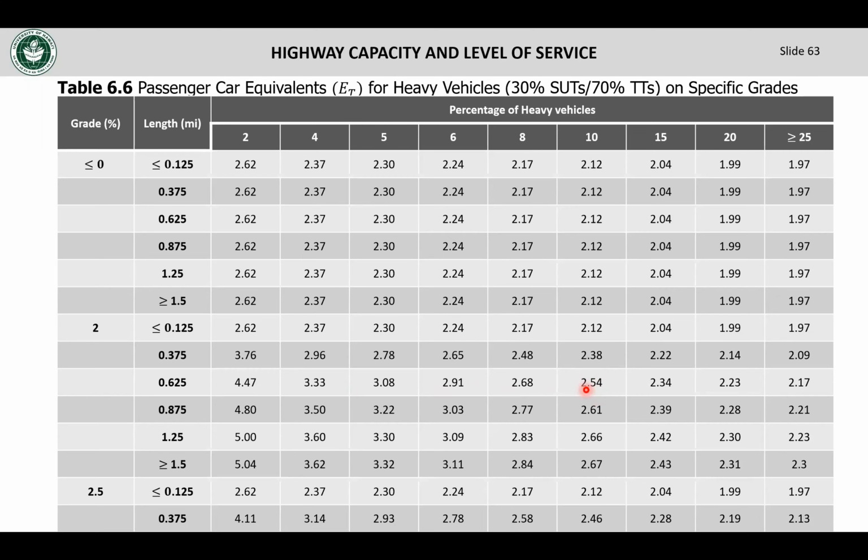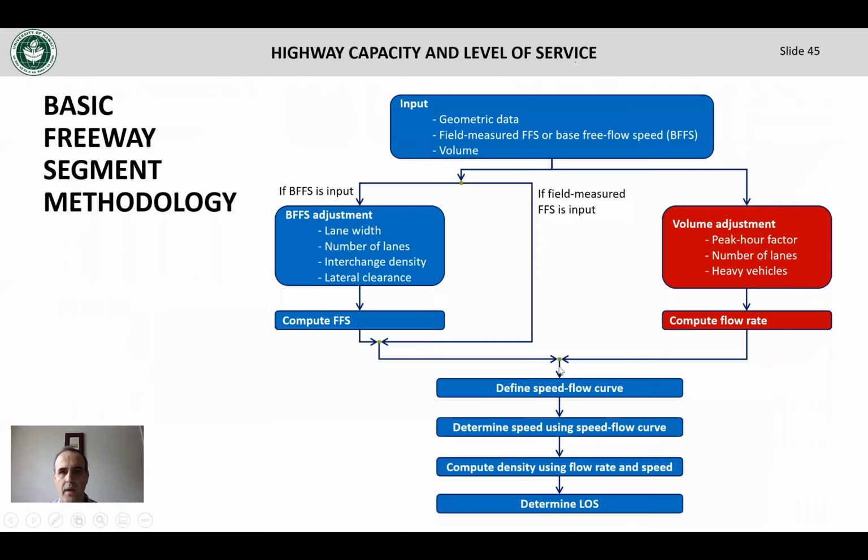Since I ran out of time, let's continue with this next class. Let me refresh what we were discussing. For the highway capacity analysis, we need some geometric data, either the field measured free flow speed or the base free flow speed, and some volume information. We have to compute two things, and these are the two branches of this diagram. One was computing the free flow speed, which we did with adjustment factors for lane width, lateral clearance, number of lanes, and also interchange density. We will refresh this again when we look at the problem.